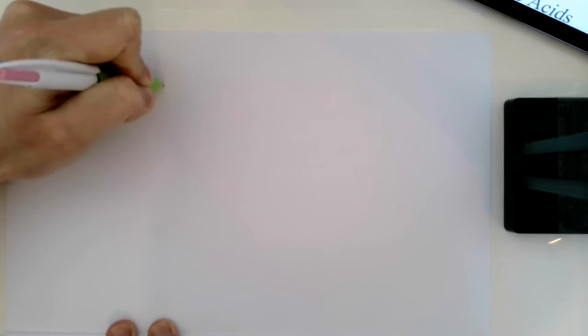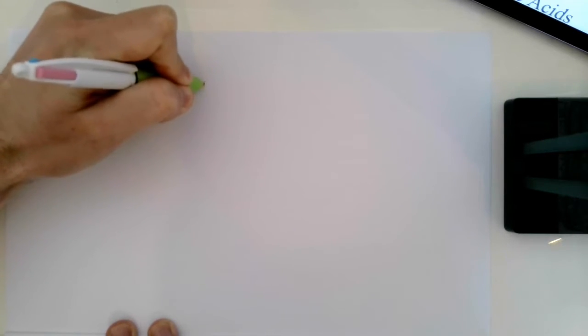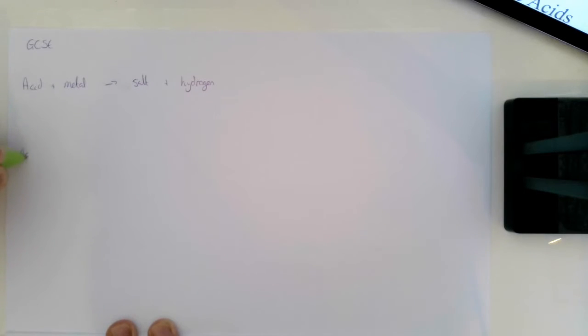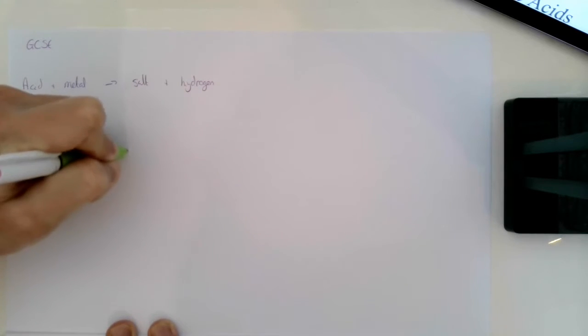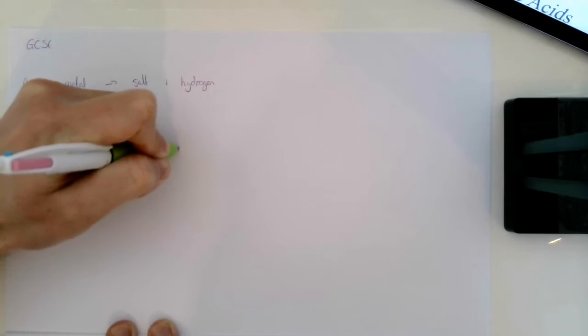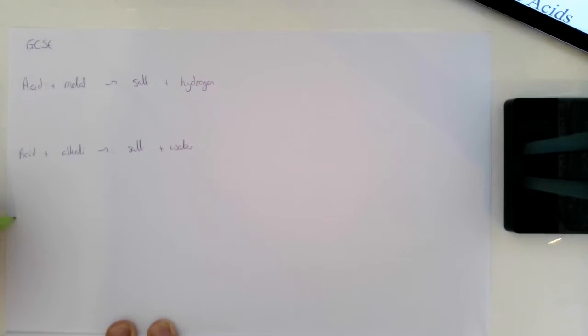So first, the most obvious thing to say is they act as acids. So reactions that acids do are reactions that carboxylic acids do. In GCSE you will have looked at some different reactions. So acid plus metal would make, let's just do it here, salt and hydrogen. You'd have looked at acid plus alkali makes salt plus water as a general equation, and then two more.